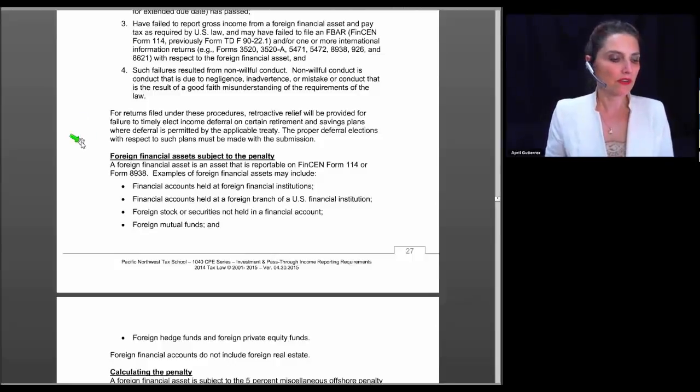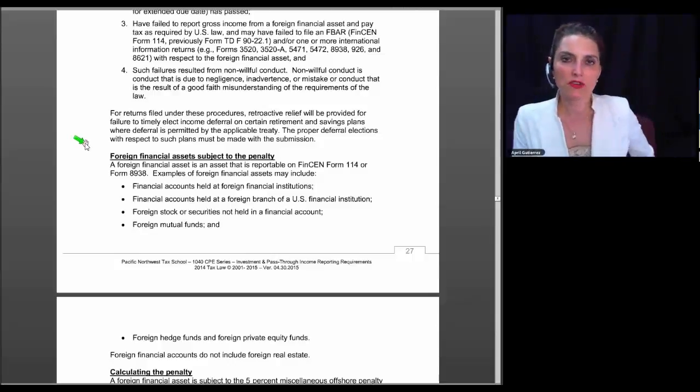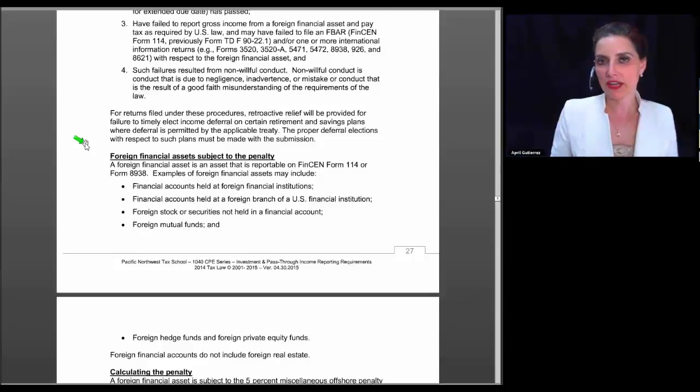The proper deferral elections with respect to such plans must be made with the submission. So if your client has offshore financial accounts that include pension plans, you're going to have to actually go to the tax treaty with that foreign nation and see if the tax treaty allows for deferral on those plans. And if it does, you need to file a tax treaty provision with the return and make an election to defer that income.